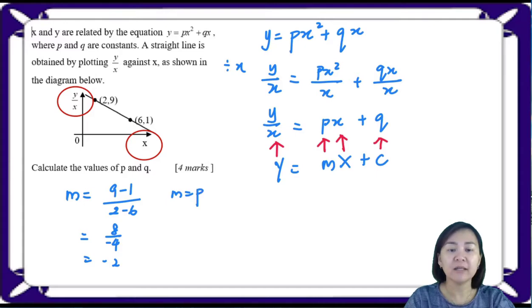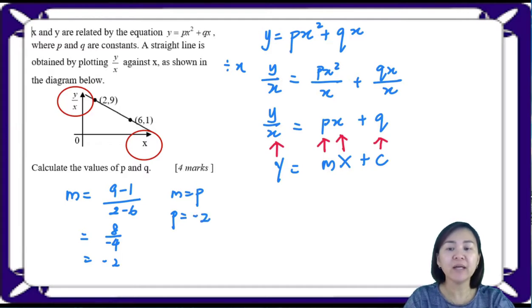Never think that the p is positive. Why negative? Because the slope is going down. So confirm the value of m has a negative sign. Therefore, the value of p is equal to negative 2.